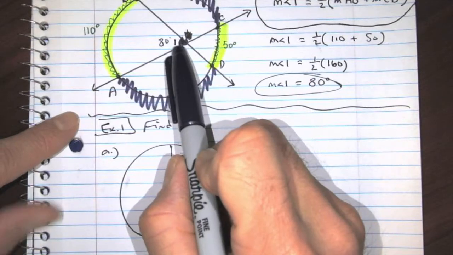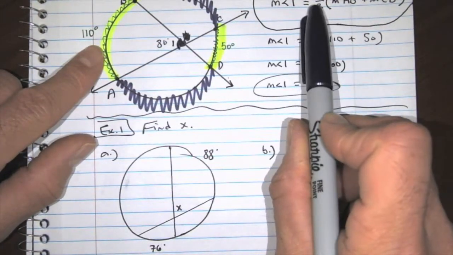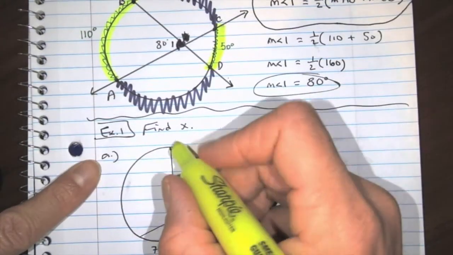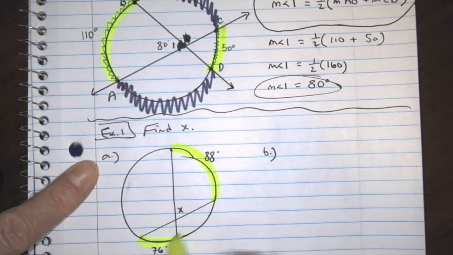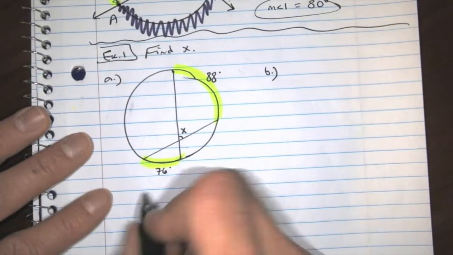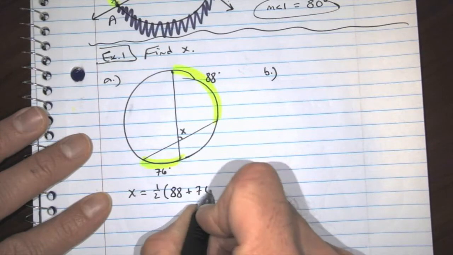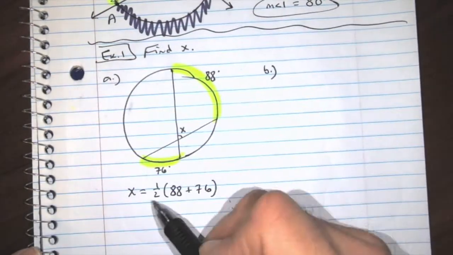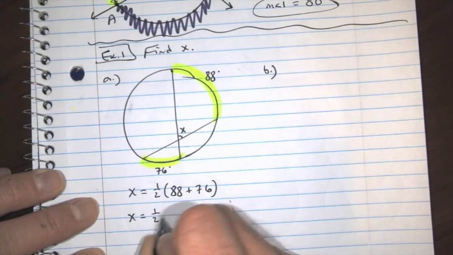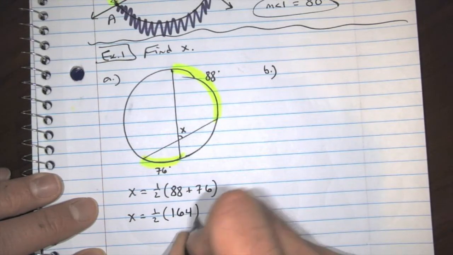So that angle is going to be, if you add these two together, cut it in half, and you're going to get that. Let's give this a shot. These are the arcs you're working with, and there's the angle. So if I think I can do this right, I think X is going to be 1/2 of 88 plus 76. Add these two together, divide by 2, or cut it in half, and you get the X. Okay, X equals 1/2 of, what is it, 164?